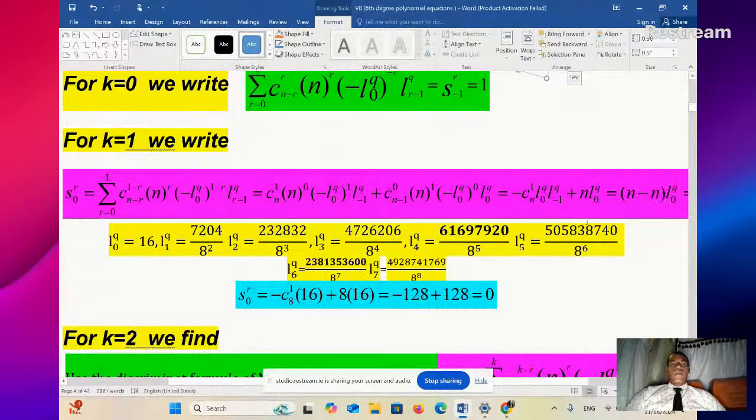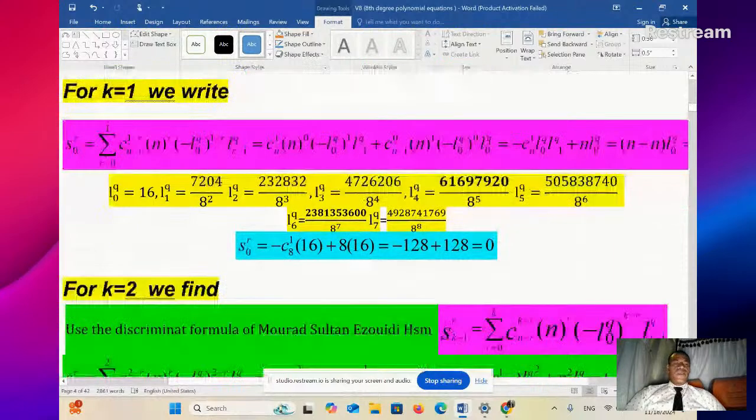So this one has to be equal to 0. This substitution, I will make negative combination h is 1 times 16 plus 8 times 16 equal negative 128 plus 128 equal, of course, 0.